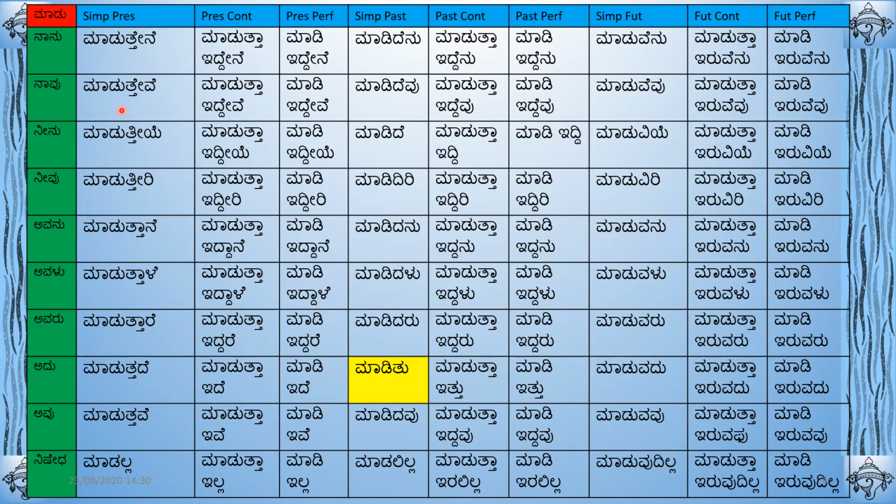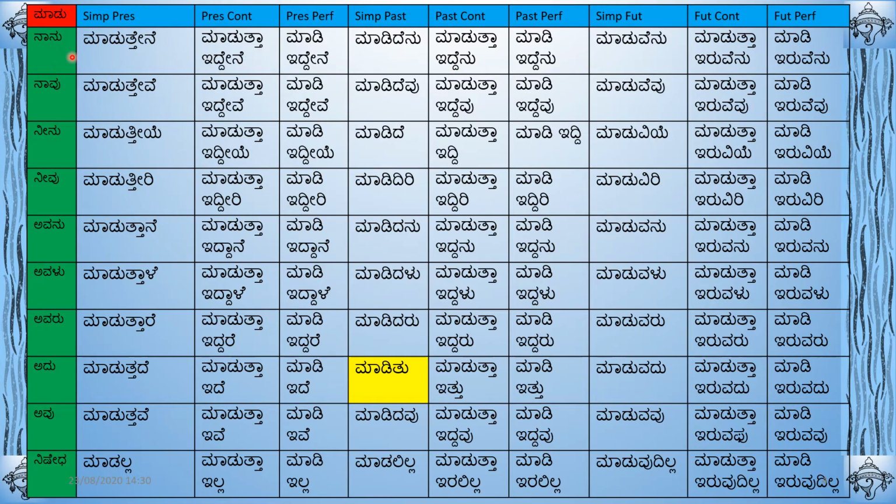Okay, so the first one is Madu. Madu will basically be the first verb that everybody has to learn. That's important. This one we learned already in our tenses tutorial, so you can just go through one by one. Maduttene, maduttevi. All present tense will be here. Madalla, right? So Nanu maduttene, ನಾನು ಮಾಡುತ್ತಾ ಇದ್ದೇನೆ, meaning I am doing.